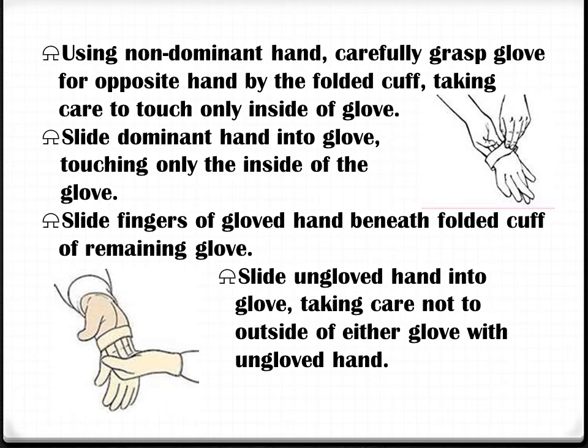You'll pick up the glove, holding onto it inside that fold, and then you will slide your other hand into it. This prevents you from touching the sterile hand to the unsterile hand. Now, if your fingers are not in the correct place within the glove, wait to adjust it until both gloves are on.